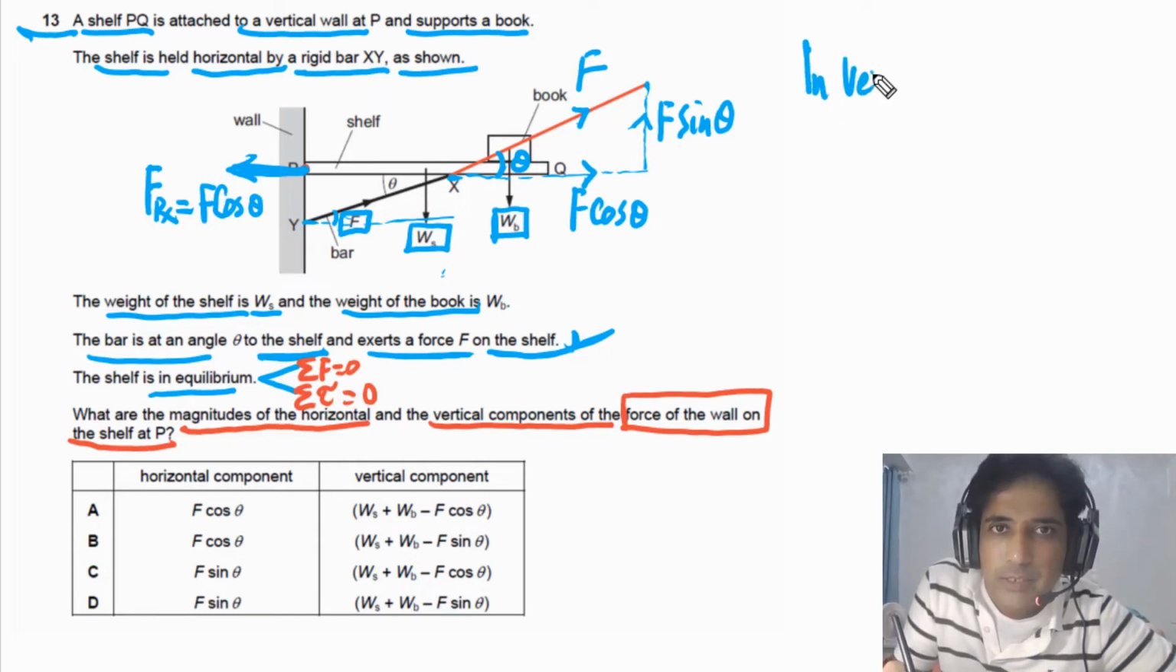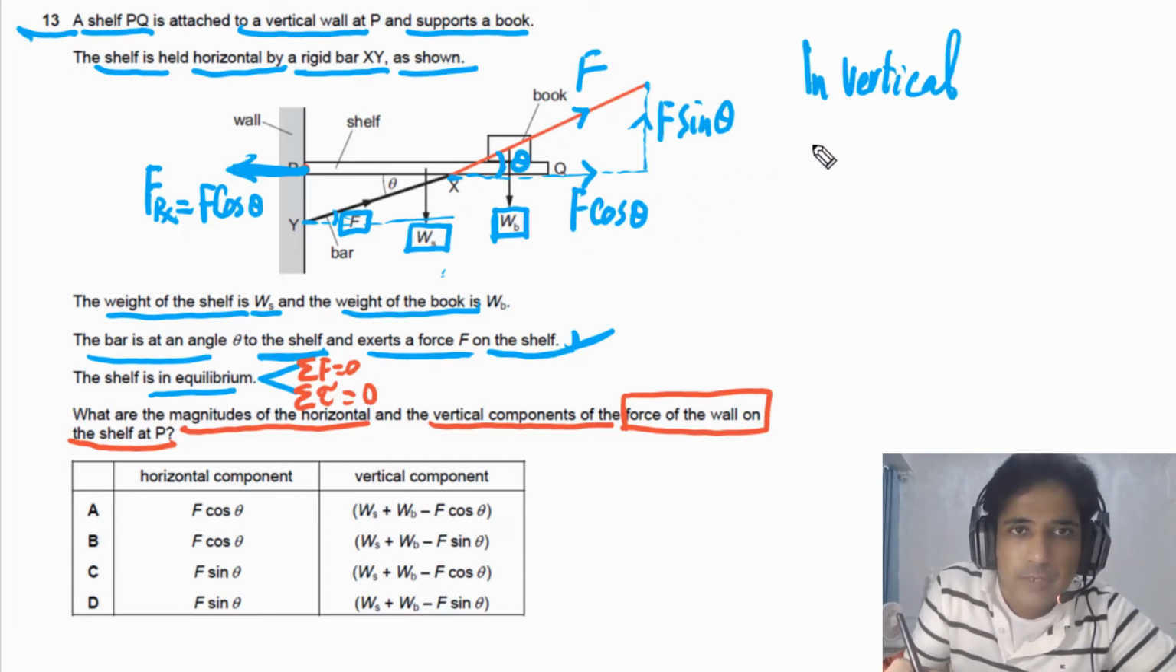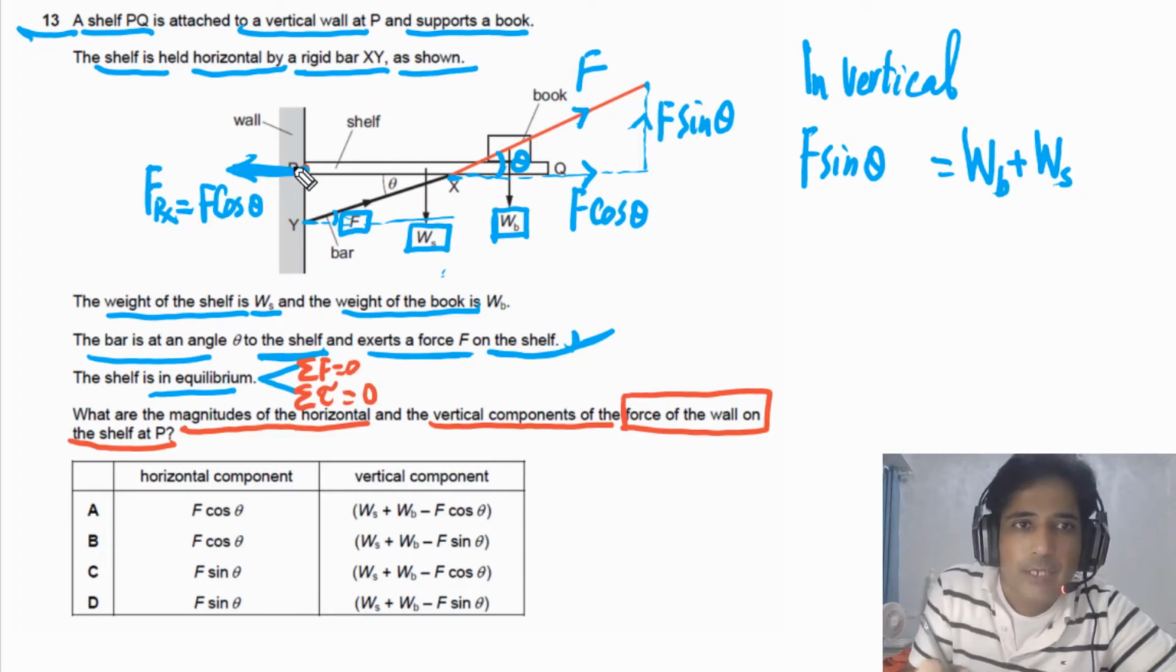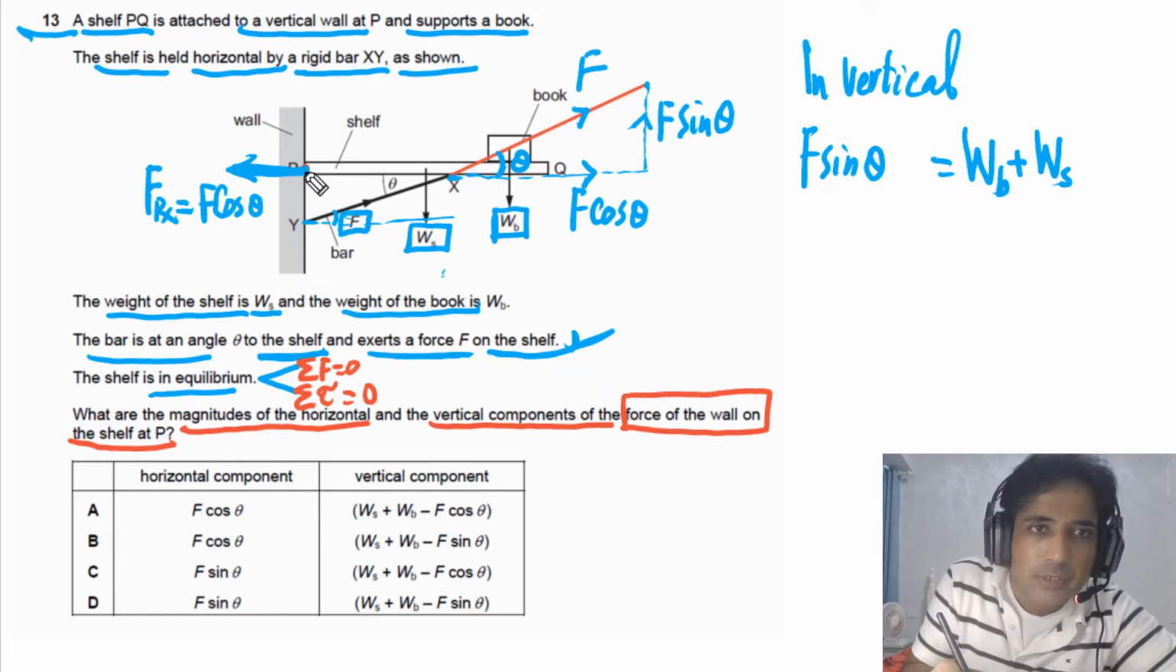So we can look at forces in vertical. In vertical, we have one force, F sine of theta, that is acting upwards, and we have WB acting down, and WS that is also acting down. We need to find out the force acting at this point. This force has to be vertically upwards, and we can say this force is FPY along vertical.